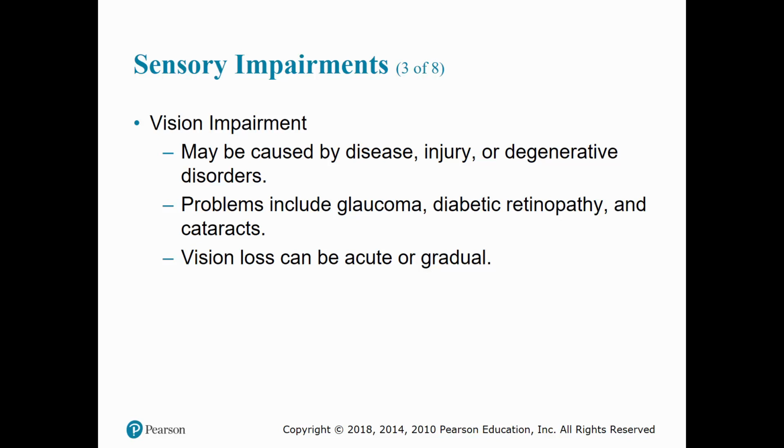Now, disease such as glaucoma, injury, or some type of trauma, as well as degenerative disorders, can cause vision impairment. In fact, a friend of my wife's has a rare disease that affects her vision, and her vision is gradually becoming less able to be seen. So she cannot see anything if the lights are dim. She has no peripheral vision, and she is legally blind. So that is something that we may come across as EMS providers.